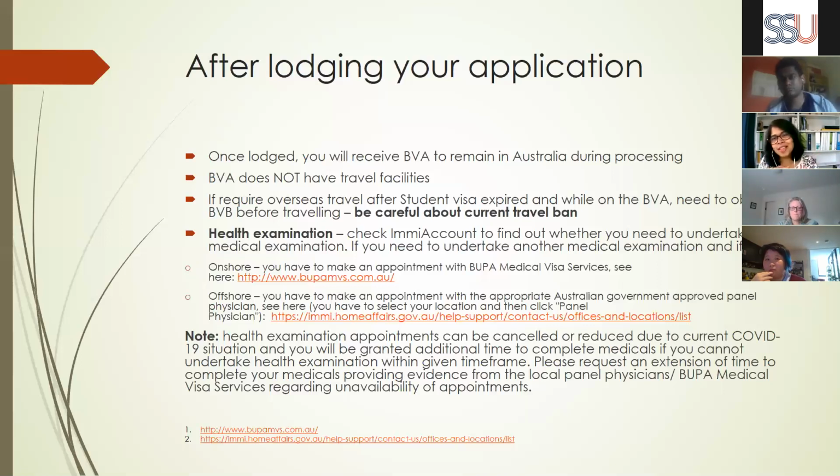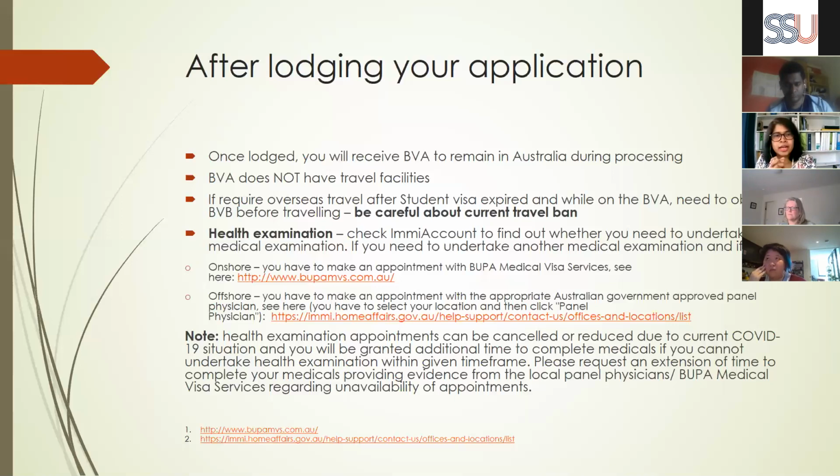But having said that, I strongly suggest you reconsider all your travel plans during this travel ban period, because even with the bridging visa B, you will not be able to come back to Australia if you leave Australia. So think about the travel ban, but in any normal situation, you have to apply for a bridging visa B before you travel, because A doesn't have travel rights. This is a special situation, so you have to be careful about the travel ban.